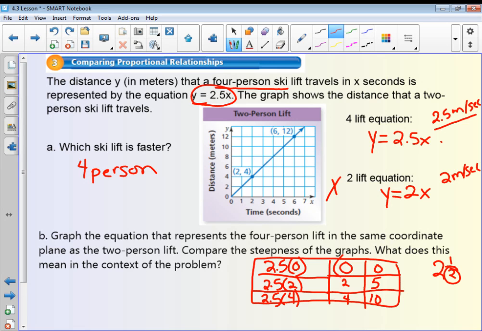So I'm going to go ahead and graph these sets of coordinates. Over to 0, up to 0. Over to 2, up to 5. So I do have to go in the middle of a box, unfortunately, but that's pretty easy. And then over to 4, up to 10. So now if I connect my dots, put my arrow on the end, you can visually see this was our 2-person right here. This black line is our 4-person.